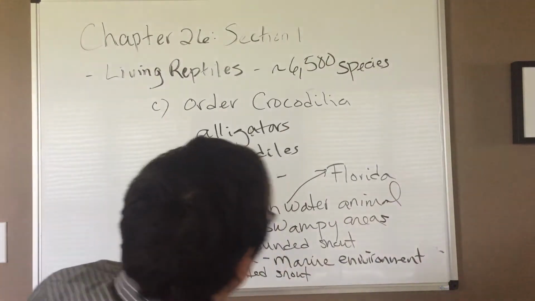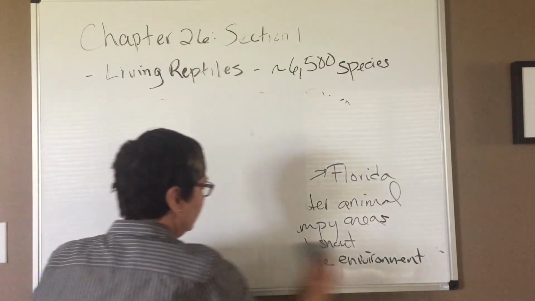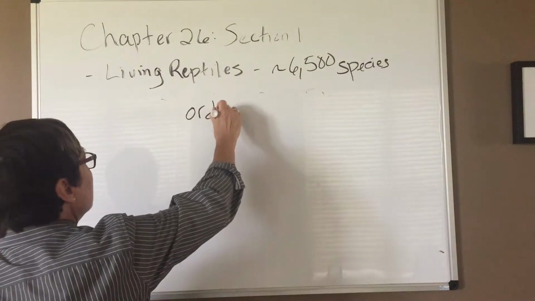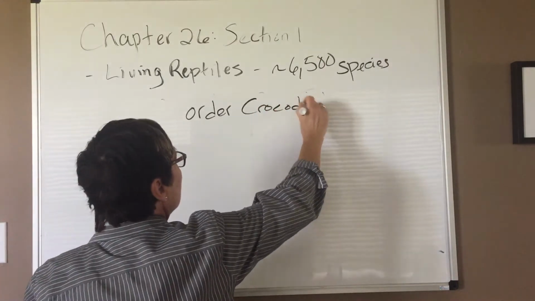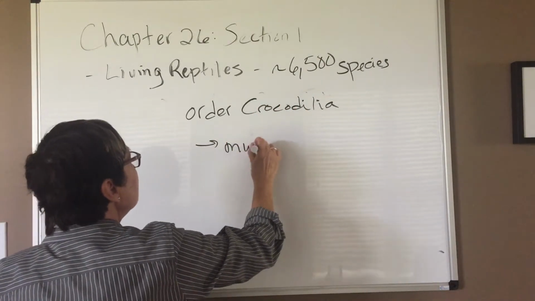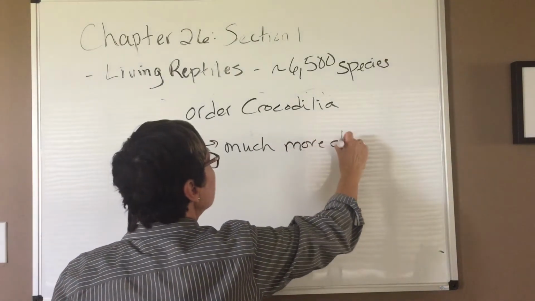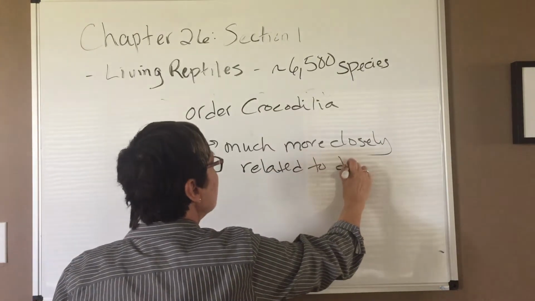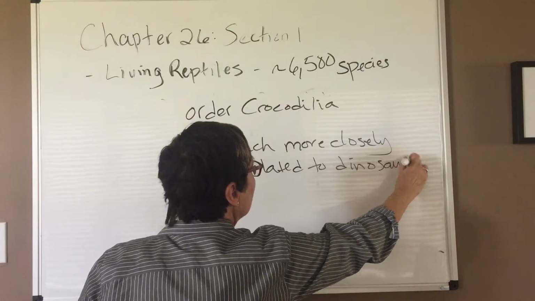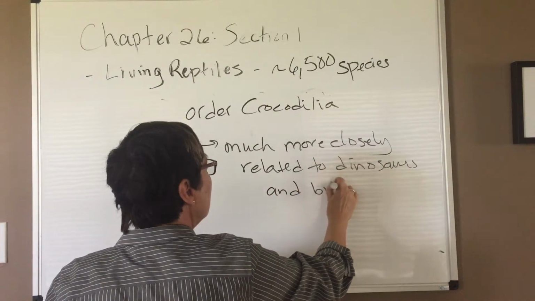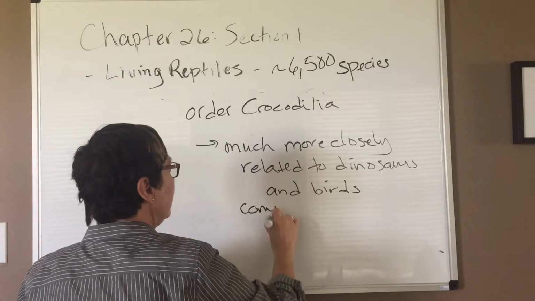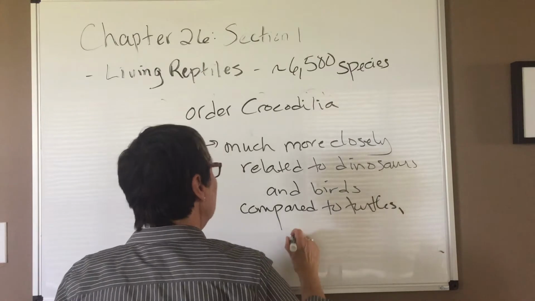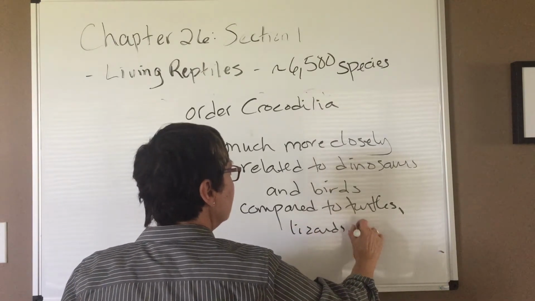Okay, one last comment about this particular group, the Crocodilia. They are much more closely related to dinosaurs and birds compared to turtles, lizards, and snakes.